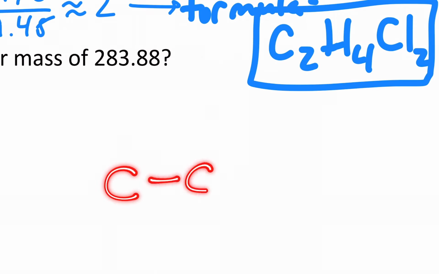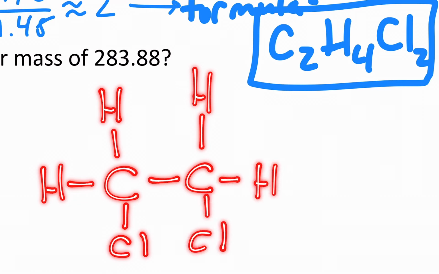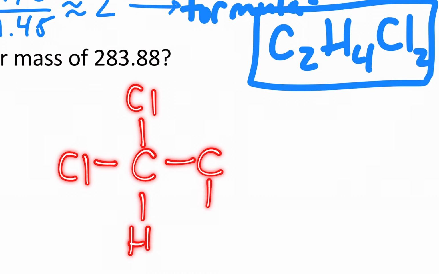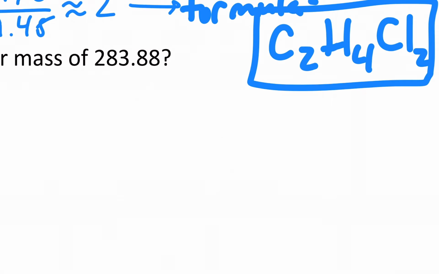Well, I've got the possibility of the 2 carbons connected to each other and 1 chlorine on each. That's called 1,2-dichloroethane. Or I could have the 2 chlorines on the same carbon, and then the rest of the hydrogens are distributed throughout. That's called 1,1-dichloroethane. So we still don't actually know the structure.